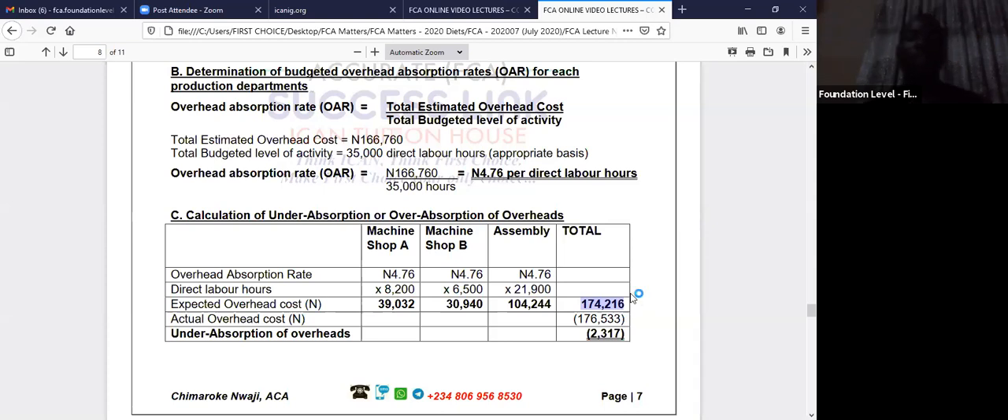But the question says you actually spent 176,533. That means you spent more than what you budgeted. Now, it means you have under-absorbed. It means you absorbed something less than what you actually incurred.